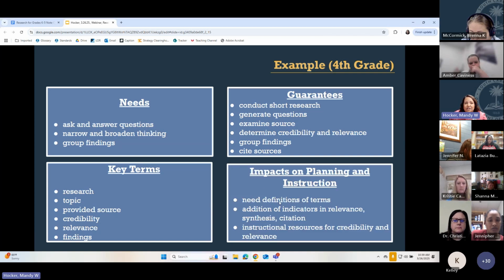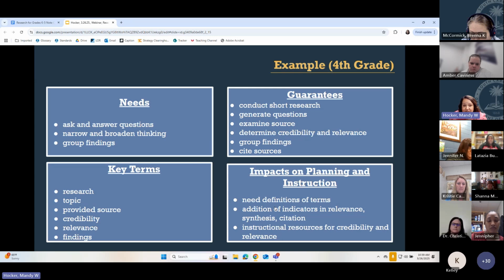Well, first, I need to know the definitions of the terms. Something else that I need to recognize as a fourth grade teacher is that I am adding in indicators that were not there for third grade in regard to relevance, synthesis, and citation. If those are brand new indicators, then I need to do a lot of work supporting my students' acquisition of those skills. And then I need to do a big inventory of what instructional resources I have to support teaching credibility and relevance of sources.